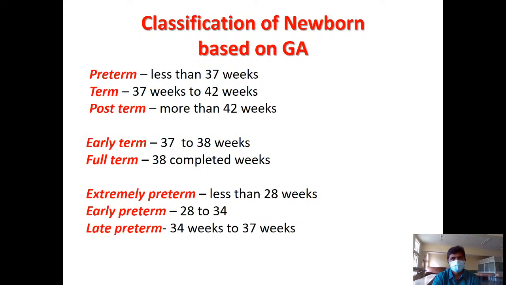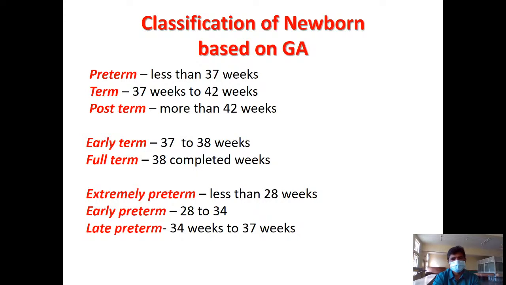With the history, you will get to know the gestational age, either through LMP or scan EDD. The newborn is classified based on gestational age. When the gestational age is less than 37 weeks, you label the neonate as preterm. 37 to 42 weeks is term, and beyond 42 is postterm. From 37 weeks to 38 weeks you label it as early term, and beyond 38 completed weeks, full term.